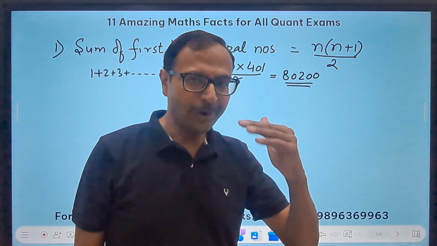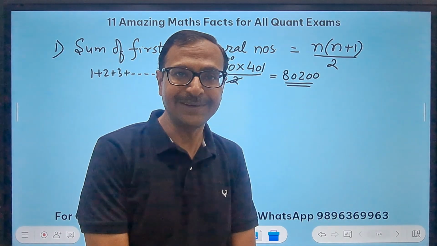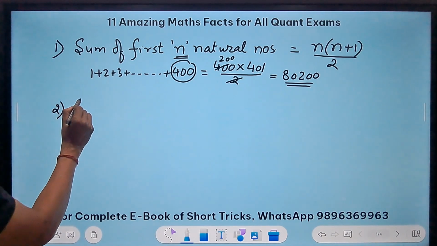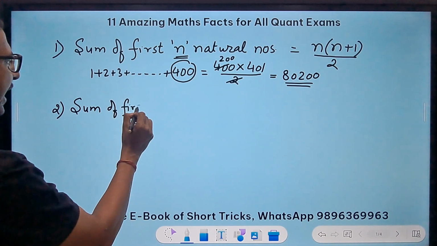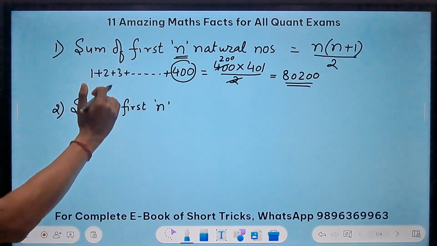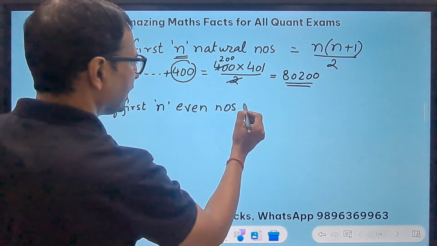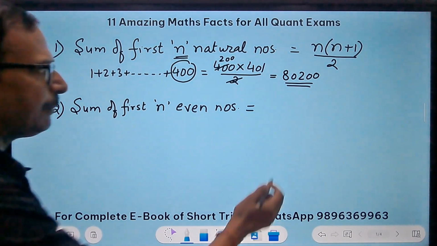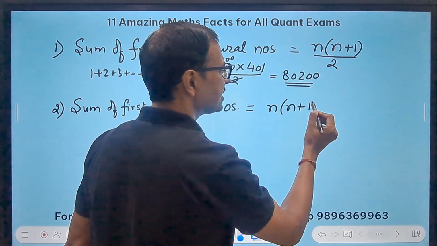The second fact onwards, you will realize there are so many different things to learn. Now let's expand this and do the second one. Now I want to take only the sum of first n, not natural numbers but selected band of natural numbers which are even numbers. Now when you have to take only the even numbers, there is a slight change in the formula. This upon 2 vanishes and you have to do only n times n plus 1.